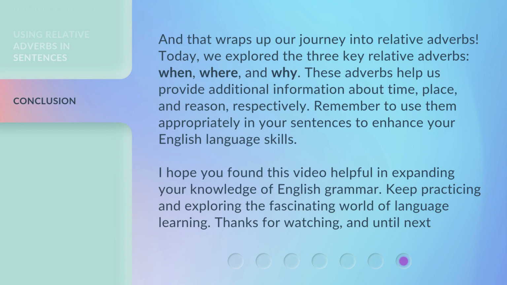And that wraps up our journey into relative adverbs. Today, we explored the three key relative adverbs: when, where, and why. These adverbs help us provide additional information about time, place, and reason, respectively. Remember to use them appropriately in your sentences to enhance your English language skills.